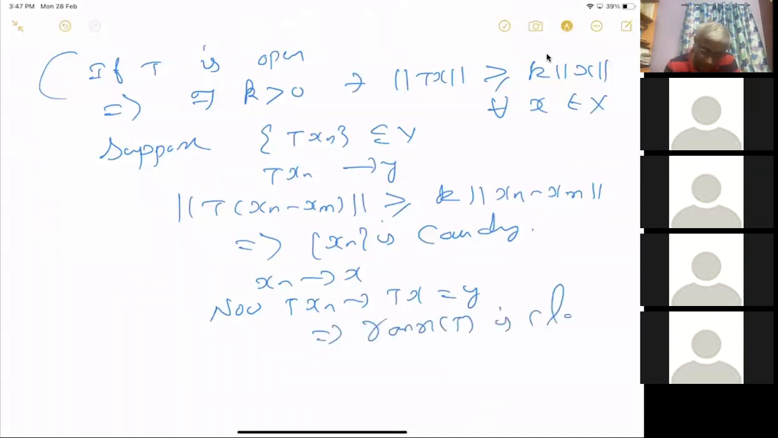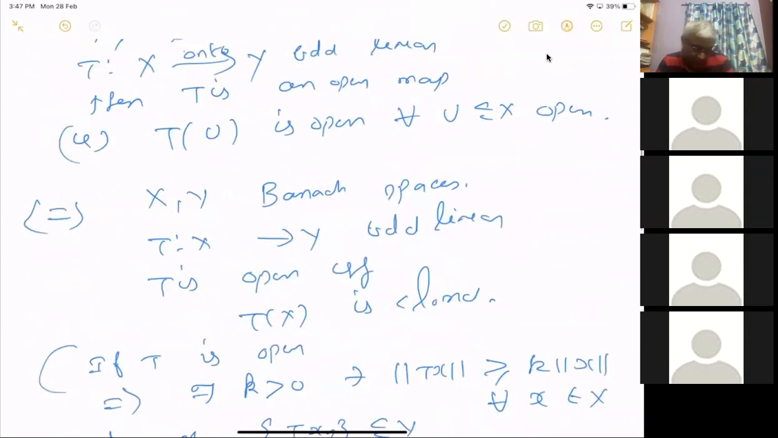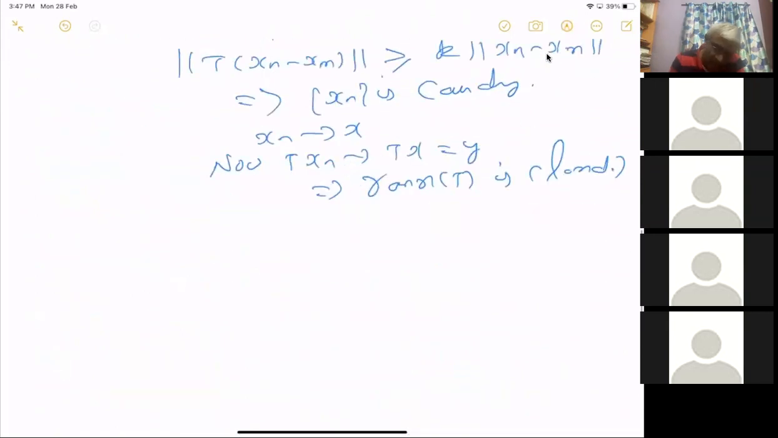Okay. So we can restate the open mapping theorem: if X and Y are Banach spaces and T is a bounded linear map, then T is open if and only if T of X is closed. I think she also concluded this. I am just recalling all these things to get a feeling.